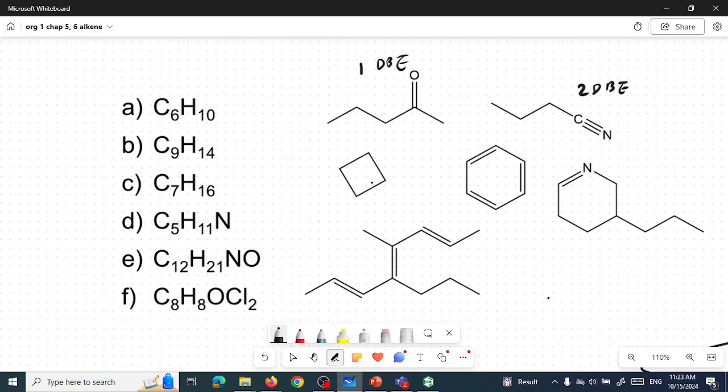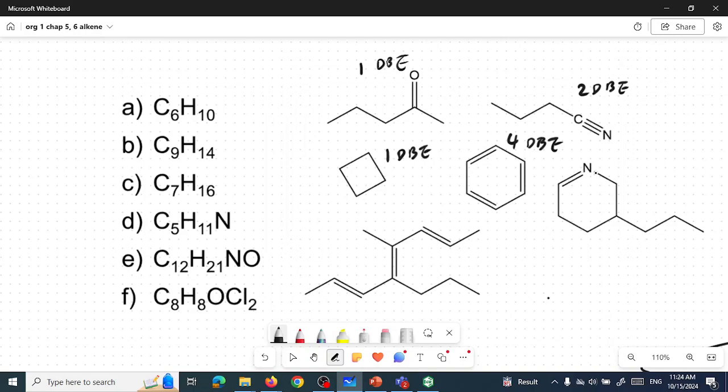Then this square-shaped molecule, there's a ring. Every one ring counts as 1 DBE, and there's no pi bonds, either double bond or triple bond. So this compound has 1 DBE. The structure in the center has a ring and 3 double bonds. So each double bond counts as 1, 3, and the 1 ring, which also counts as 1. So 3 bonds plus 1 ring equals 4 DBEs.